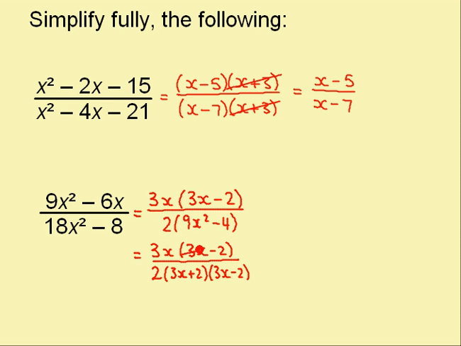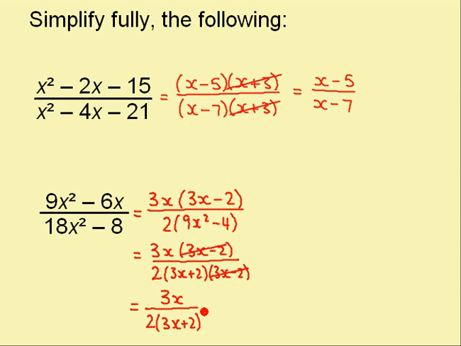Now I can cancel the 3x minus 2 on the top with the 3x minus 2 on the bottom, and that leaves me with 3x on the top and 2 brackets 3x plus 2 on the bottom. This is my fully simplified answer.